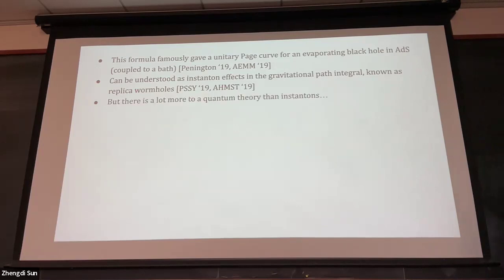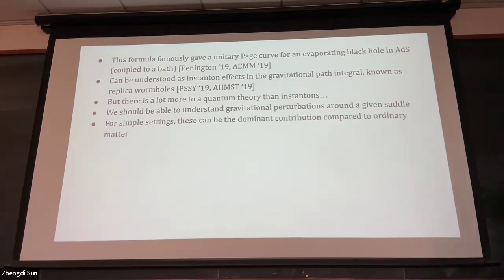Okay. But there's a lot more to a quantum theory than just instantons. We should be able to understand gravitational perturbations around a given saddle. This is a big open question that no one seems to have solved yet, but it seems like the natural question. These instantons are telling us something very interesting. They're giving us unitary black hole evaporation, but how come we can't do perturbations around a given saddle? That seems very weird. And so that's going to be the goal for today. And in particular, we'll see today that in simple settings, these gravitational fluctuations can dominate over regular matter, say. And that is also already an interesting observation.